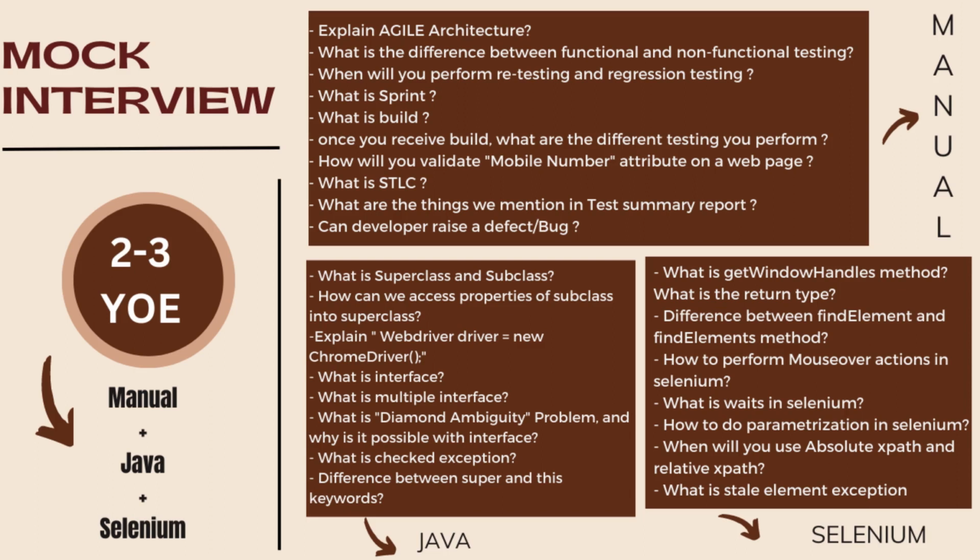But can you tell me in which situations you use absolute and in which situations you use relative XPath? Most of the time I use only relative XPath, but sometimes relative XPath does not work, and in that case we can go for absolute. Yeah, sometimes, not all the time.